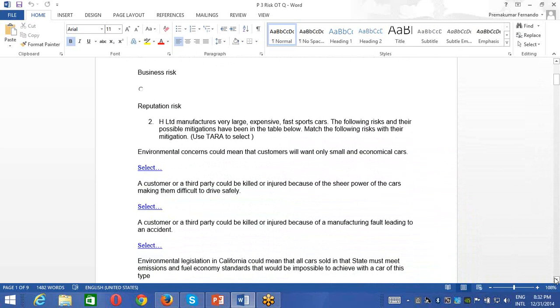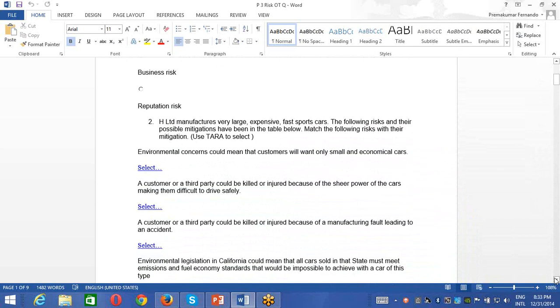Customer environmental concerns could mean that customers will want only small economical cars. So that's the first risk that we are looking at. The environmental concerns could mean that the customers will be looking only for small cars. So what should you do? I think that's a risk they could accept, but then look to see if they can produce those and be flexible in their manufacturing.